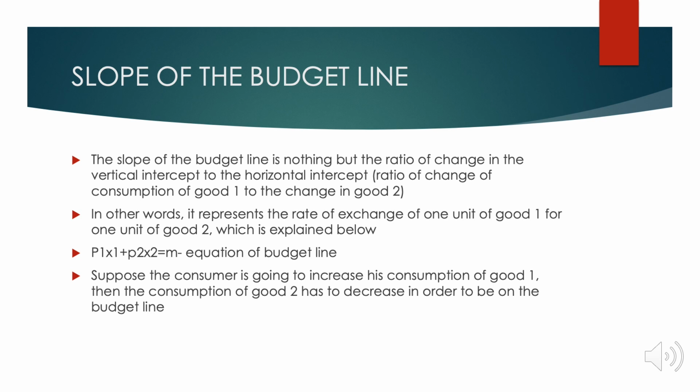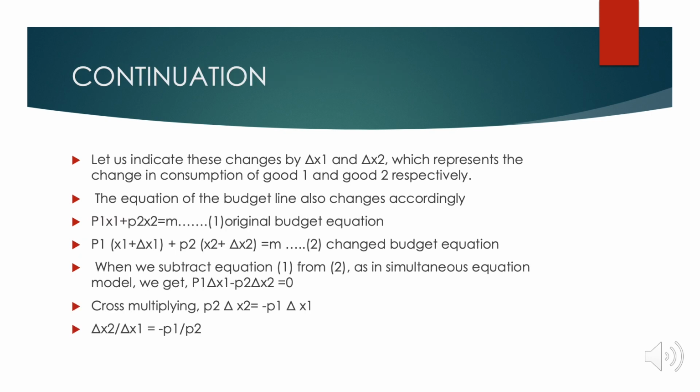We know that P1x1 plus P2x2 is equal to m is the equation of the budget line. Suppose that the consumer is going to increase his consumption of good 1, then the consumption of good 2 should decrease in order to be on the budget line. Let us indicate these changes by delta x1 and delta x2, which represent the change in consumption of good 1 and good 2 respectively. The equation of the budget line also changes accordingly.